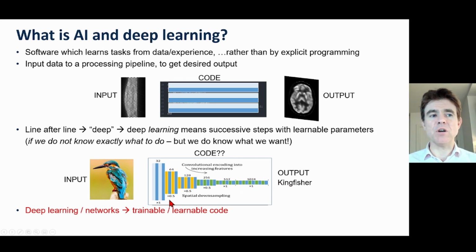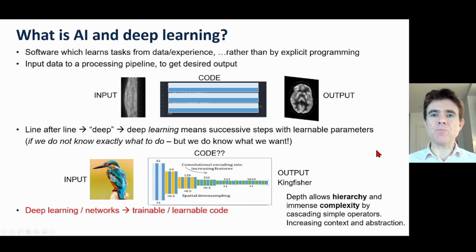And so deep learning networks really should be regarded, or one way of regarding them is, as trainable or learnable code or programs. And this idea of line after line, in other words, increasing depth, is really what also allows a hierarchy to be formed and an increasing level of complexity to be obtained as we progress through each of those layers. Basically, we're increasing the contextualization and the level of abstraction of the information in that input data.